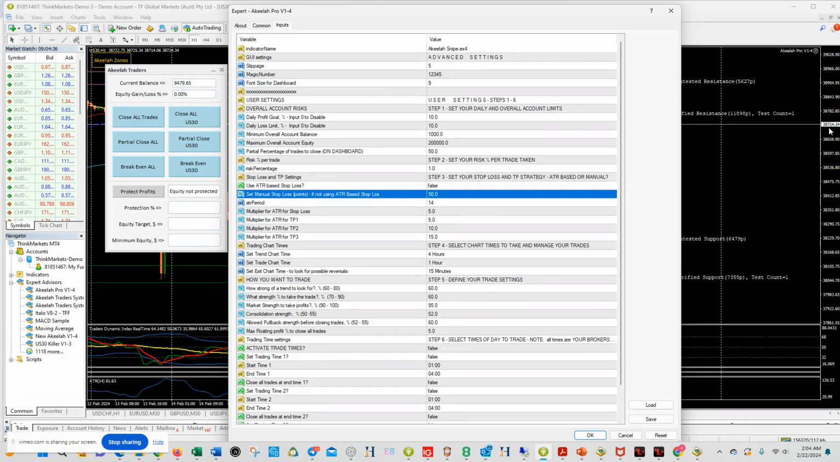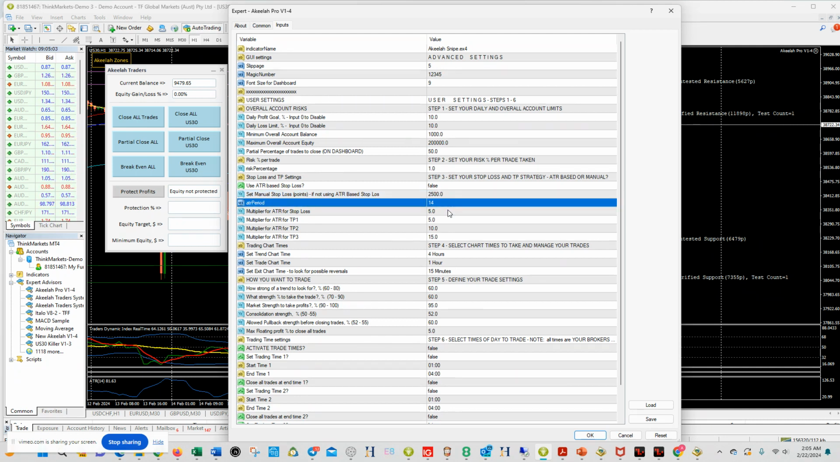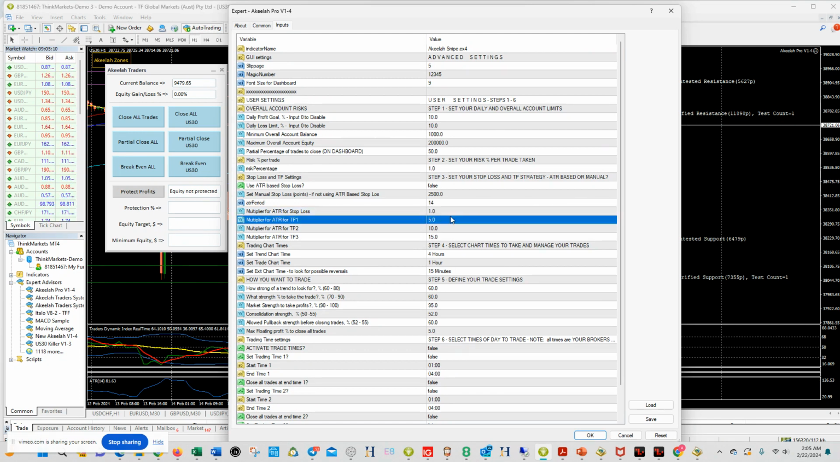Say I want to have a $25 stop loss here on US 30. Well, $25 is 2,500 points. It would be 2,500. So I would go in here and say, hey, I want to have a 2,500 point stop loss. That's what I want to use. And if I did that manually, I would specify my stop loss here at 2,500 points. And then I would say, I don't want to multiply that by the ATR. I don't want to have any kind of multiplier. So I would just change that to 1.